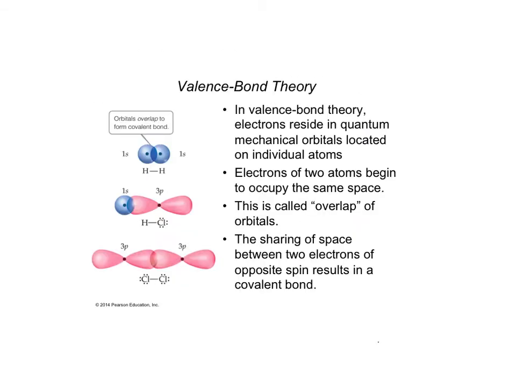Okay, so now we're going to get into the more complex theories of bonding. With the remainder of this chapter, we're going to spend a lot of time with valence bond theory, and then I'm going to talk a little bit about molecular orbital theory at the end. But again, what we're doing with these bonding theories is building on complexity in how we explain bonding.